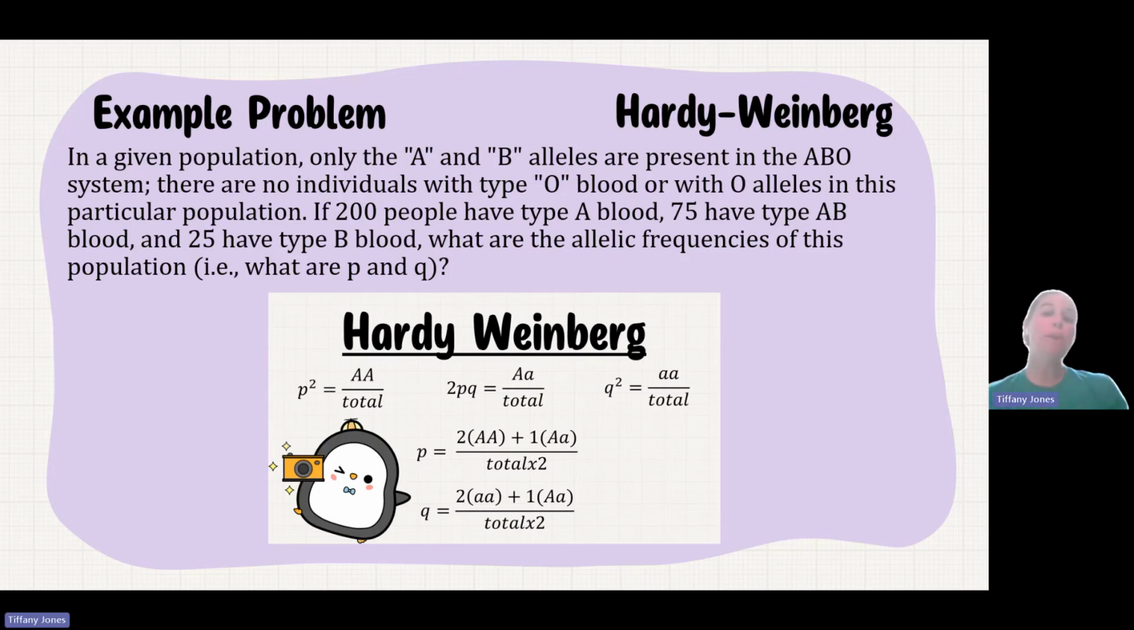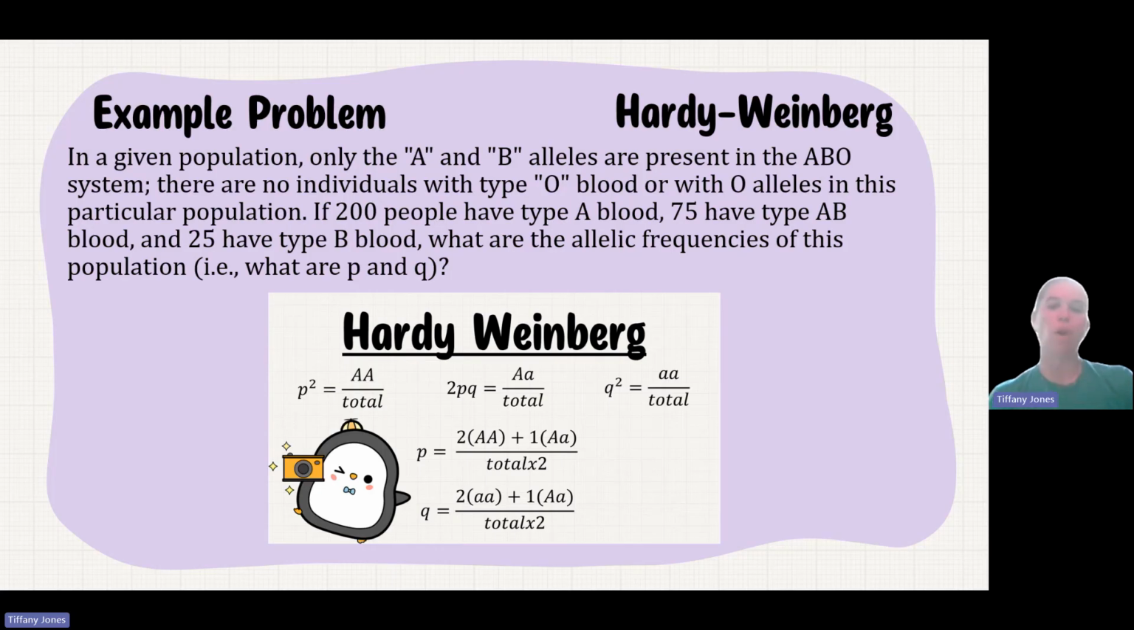So for this problem, we know that in a given population, only A and B alleles are present in the ABO system. There are no individuals that are type O, which tells you that there are no individuals that are homozygous recessive. So if 200 individuals are type A blood, that means that they are AA. And then 75 are type AB, so they're going to have 1 A allele and 1 B allele. And 25 are type B, so they're going to be BB. What are the allelic frequencies of this population? AKA, what are the P's and the Q's?